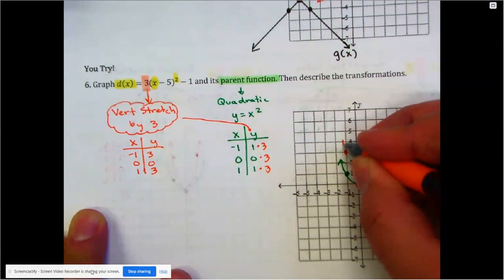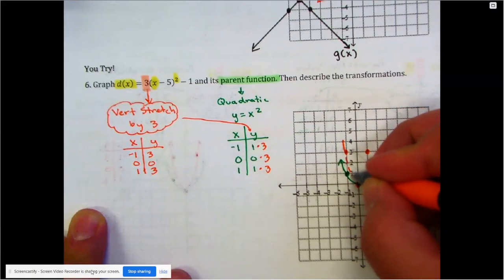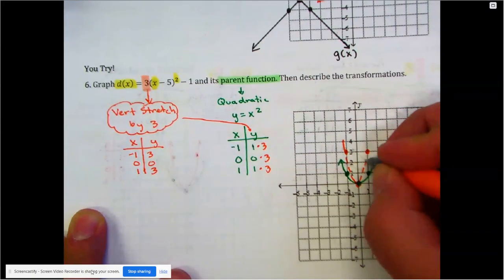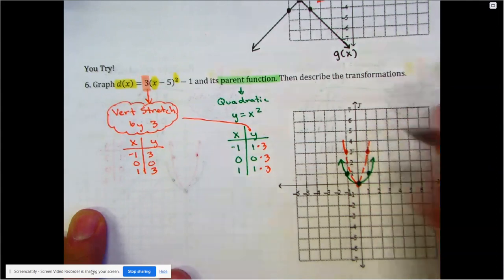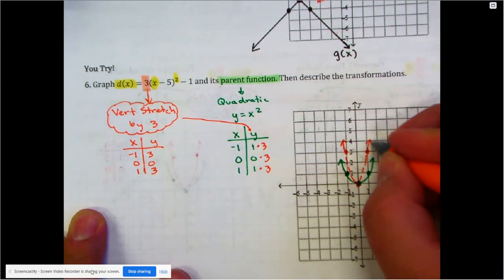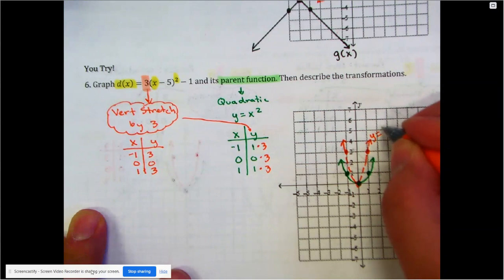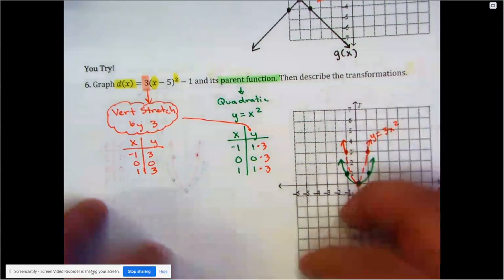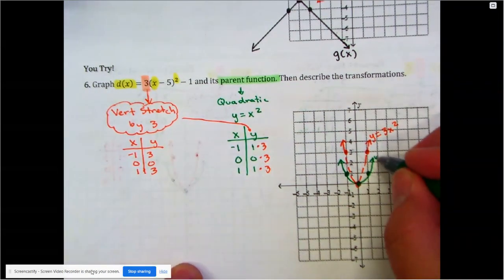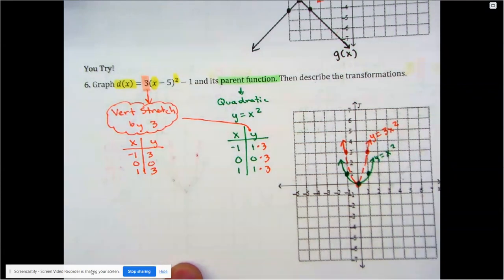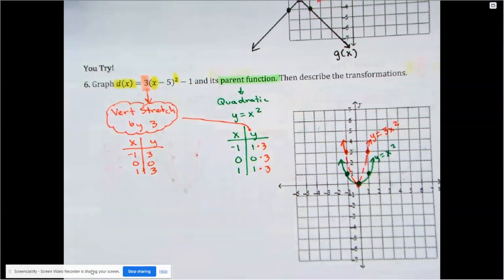So there is our very narrow parabola, right? It looks like it got slender or skinnier, like I said before. So this is y is equal to 3x squared. Remember that green one, let's keep track, was the parent function, y equals x squared.